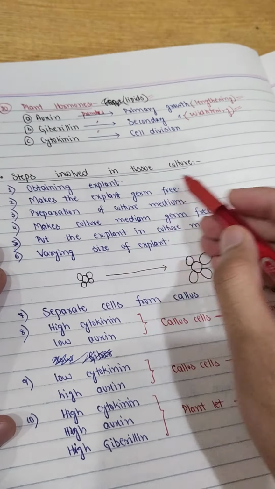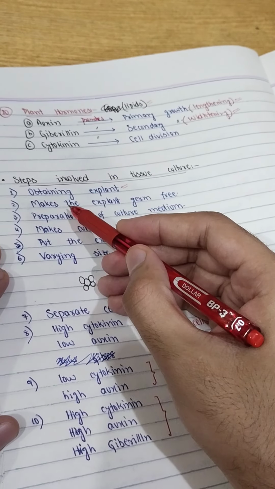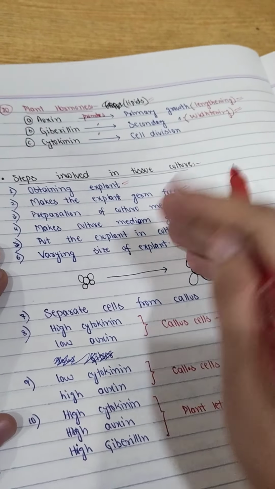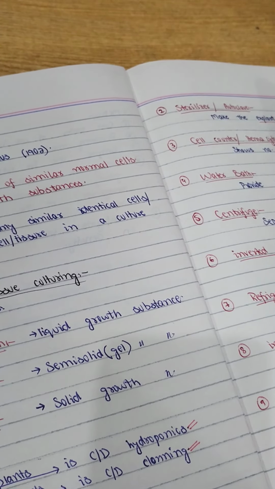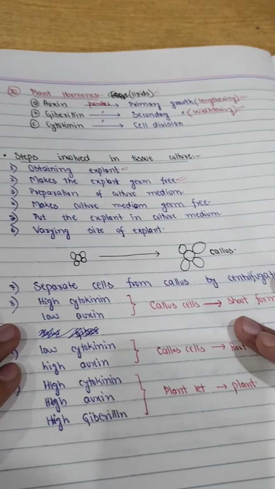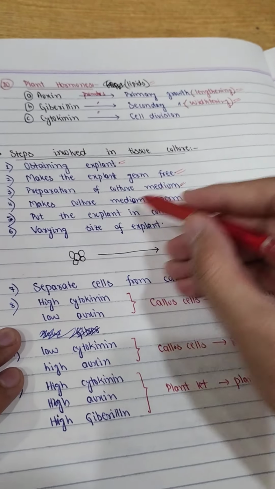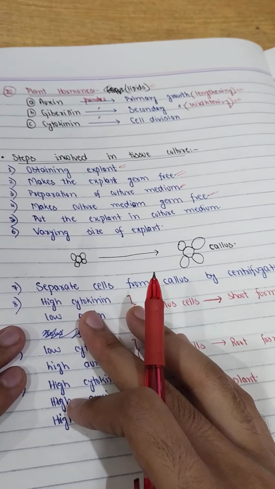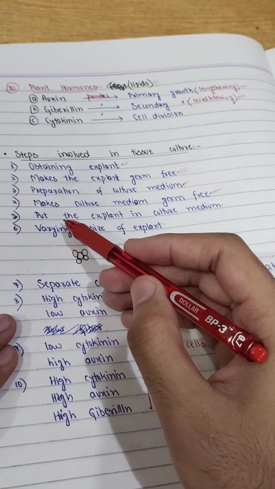Then come the steps involved in tissue culturing. The first step is obtaining the explant, and the second is making the explant germ free through sterilization or autoclave. Then the third step is preparation of the culture medium, and making the culture medium germ free with the help of the cell culture hood, which is the first apparatus we use in this process.